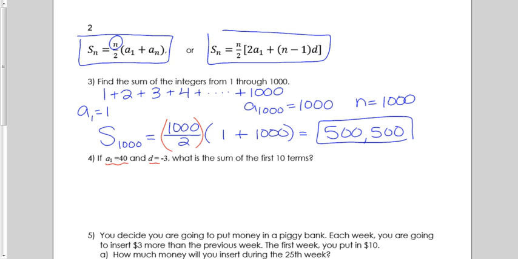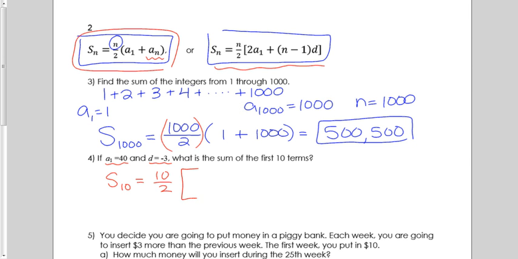In example 4, they give us some different information. They give us the first term and the common difference and ask for the sum of the first 10 terms. So this is written S sub 10. Using either formula, I would start out with 10 over 2. If I try to plug into the first formula, I'm going to need to know A sub n, the 10th term. I don't know the 10th term, so in this case, it's better to use the second formula.